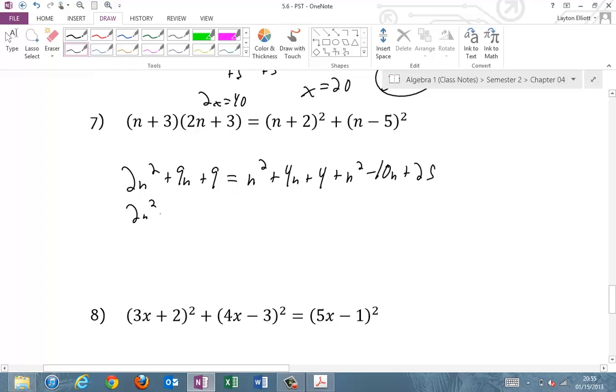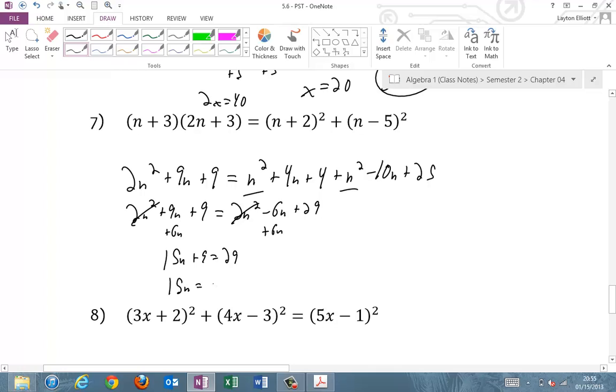Simplify the left and simplify the right. n squared plus n squared is 2n squared. 4n minus 10n is negative 6n. 4 plus 25 is 29. The two n squareds drop out. We're going to add 6n to both sides. I get 15n plus 9 is equal to 29. 15n is equal to 20. Divide both sides by 15, and you get n is equal to 20 over 15. Well, 20 over 15 is going to reduce, because if we divide both by 5, you get 4/3.